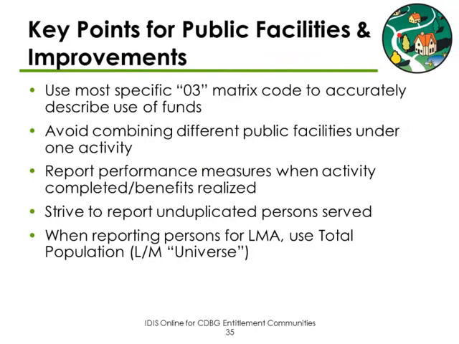So some key points to keep in mind. One, be sure that you are using the most specific matrix code. That way you're accurately reflecting the use of the funds and what type of activity is being undertaken. Do avoid combining different public facilities under one activity. Why? Because once again, the matrix code would not be reflective of the use of funds. For example, if you're doing a youth center, a senior center, and a neighborhood center, those should be three separate activities, one for the youth center and the funds being spent for that, one under senior center, one under neighborhood facility.